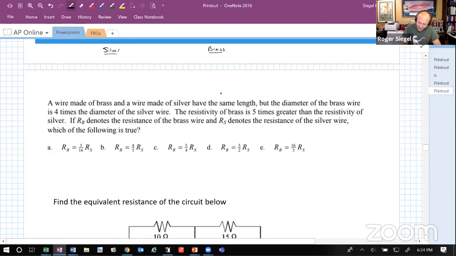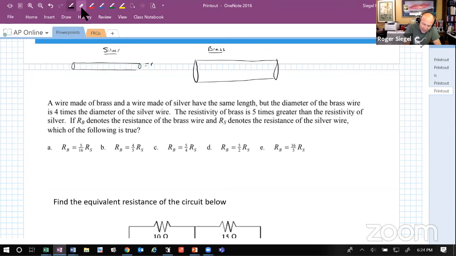We've got these two pieces and they've got the same length. So I'm going to draw the same length, but they tell me that the brass is much bigger. It's got 5 times the diameter of the silver. So it's a big old wire. Same length, but really, really fat. Okay, and so they talk about diameter. I don't like diameter, but I'll stick with diameter. So here we have diameter, and here we have 5 times the diameter.